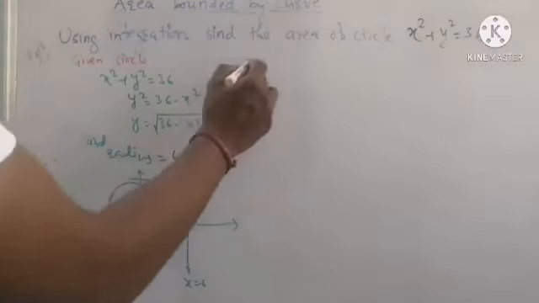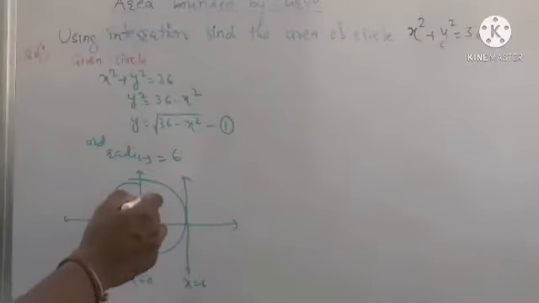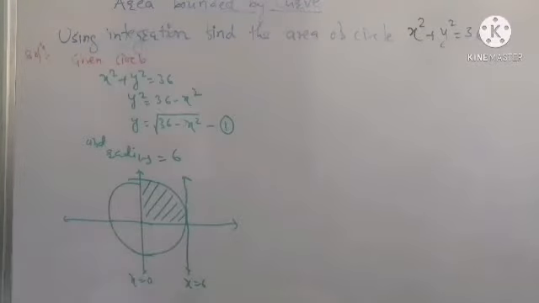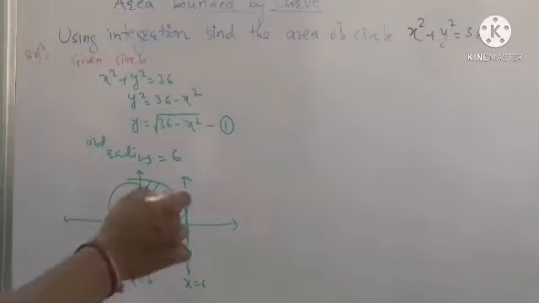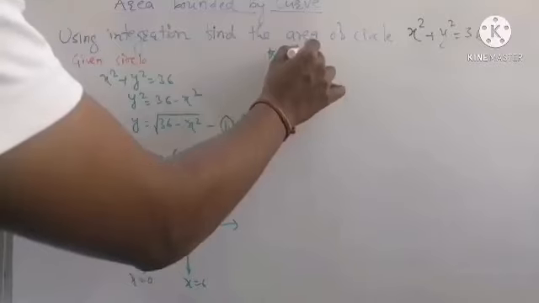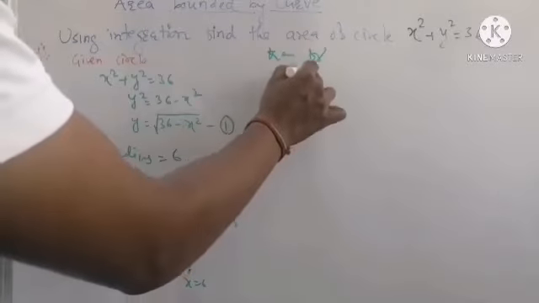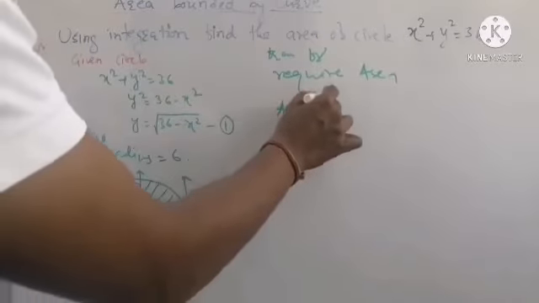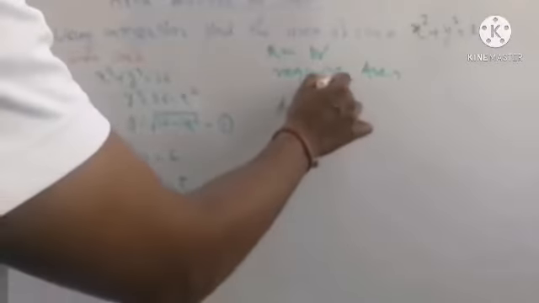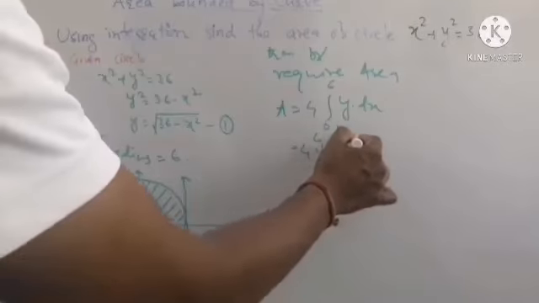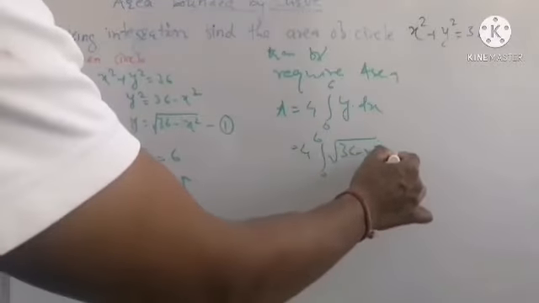From the figure we observe that the total area of the circle is divided into 4 parts. I shaded the bounded area from 0 to 6, bounded by the curve with respect to the x-axis. So from the figure the required area A is equal to 4 times the area from 0 to 6 bounded by the curve. Putting y from equation 1, it is the integral from 0 to 6 of root of 36 minus x square with respect to x.